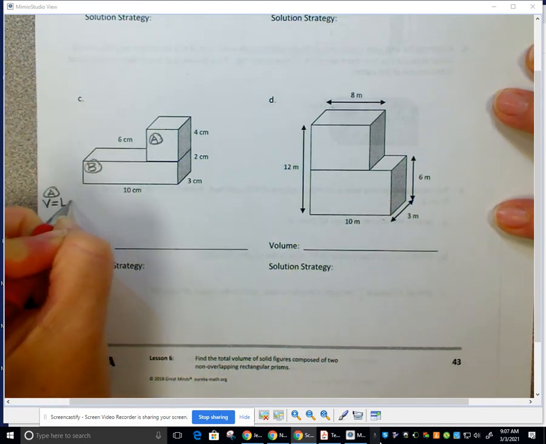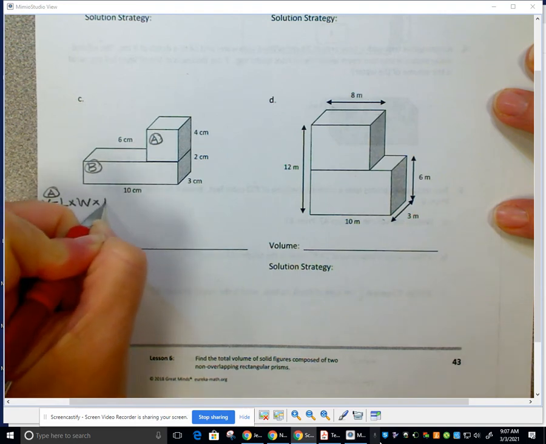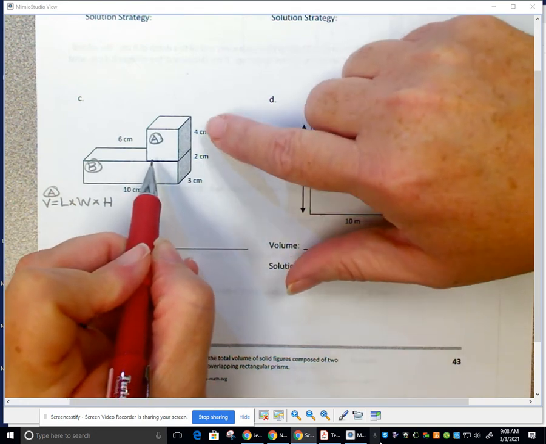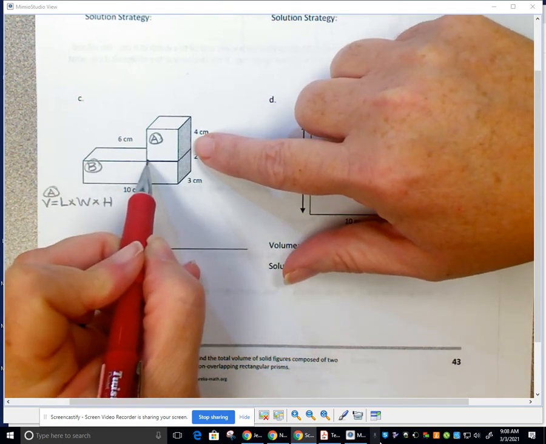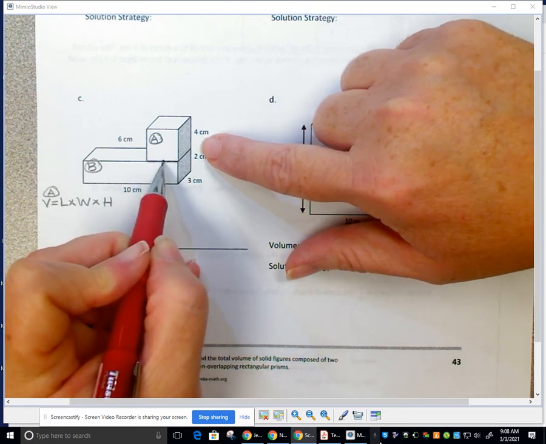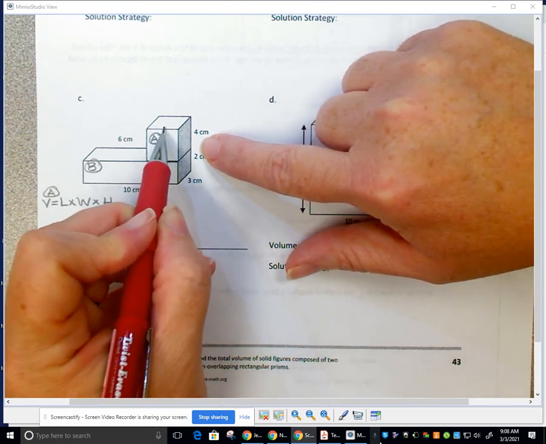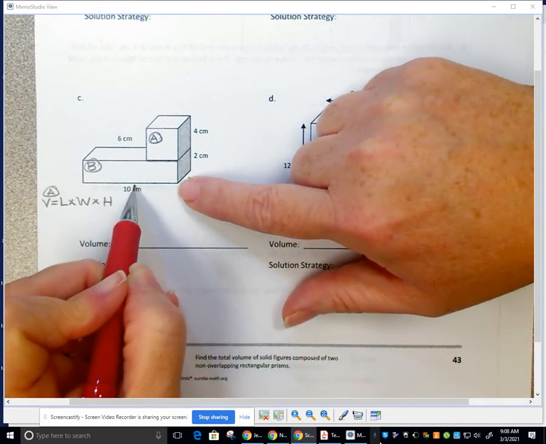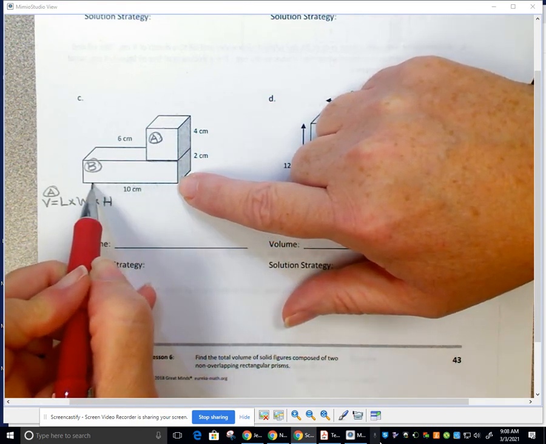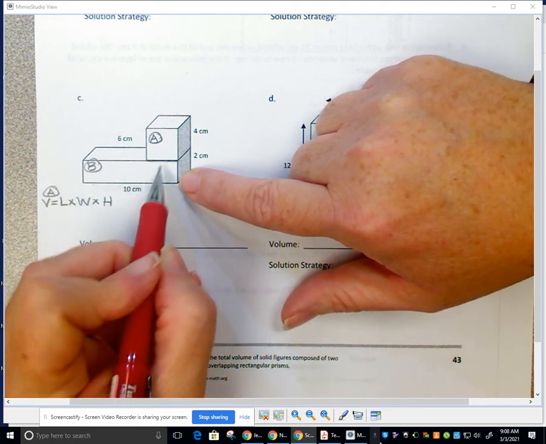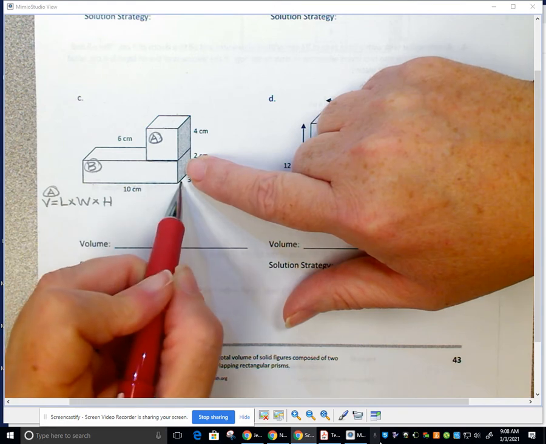Volume equals length times width times height. Okay, so I need a length from here to here, right? I don't have a number here. I do have a number here that's 10, but I don't want all of that. So I've got to figure, what would this be if this whole thing is 10?